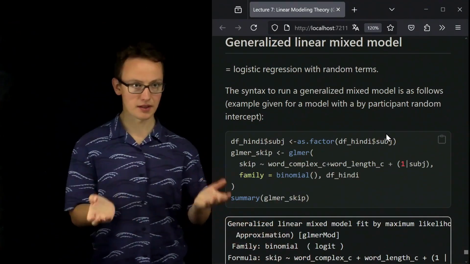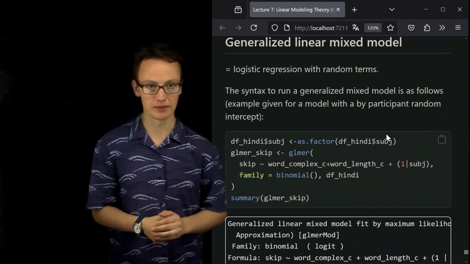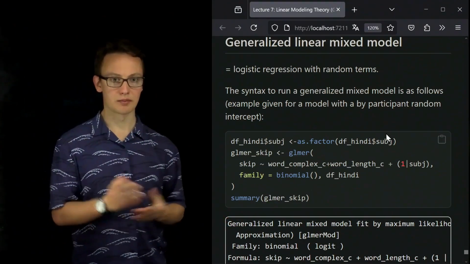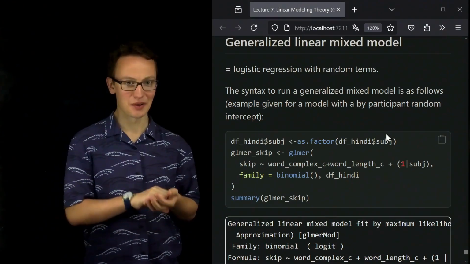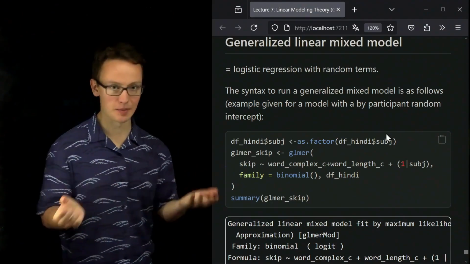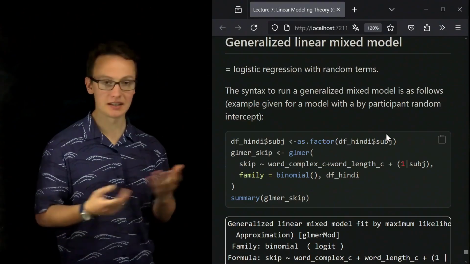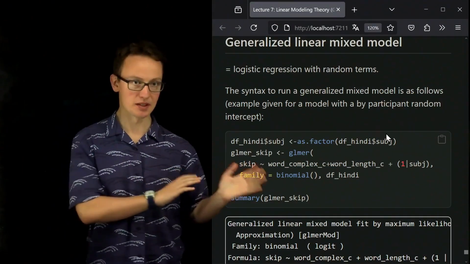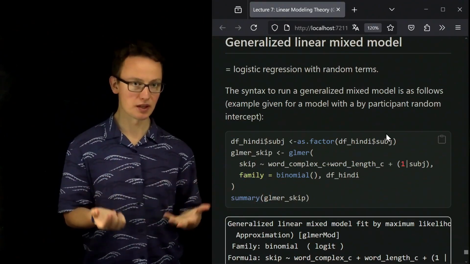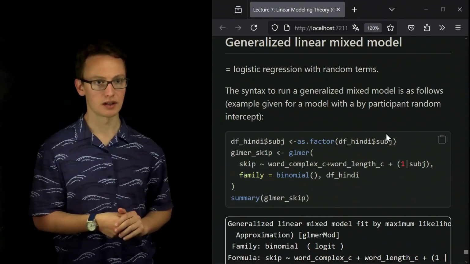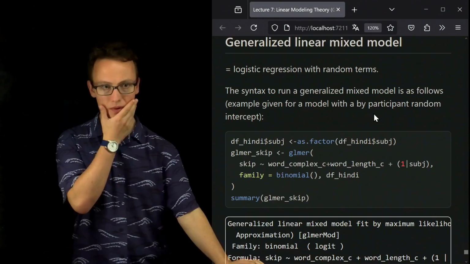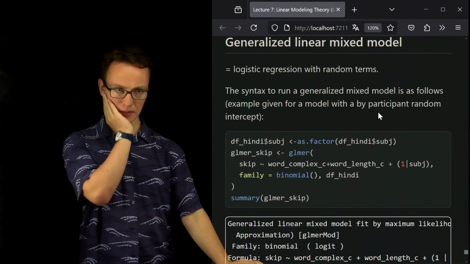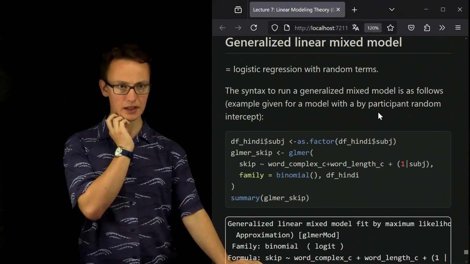This works just as we already know it from linear regression, from non-generalized linear regression. We can have by-participant intercepts and also by-participant slopes potentially. So how would we run such a mixed model for a logistic regression, let's say? The way to do this is very similar to what we already know from the linear mixed model case.